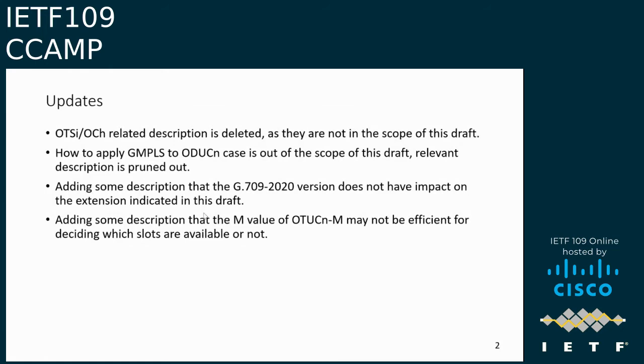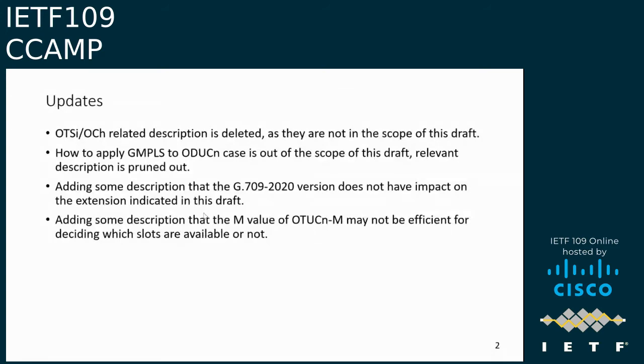And for the third update, it's about the publication of the latest G.709, the 2020 version. We also did some evaluation work to see if this latest version would bring any changes to this draft. After discussing, we believe there's no impact on this draft. The reason is that this draft is based on the 2016 version. So after this evaluation, we added some description that the 2020 version does not bring any impact on this draft.